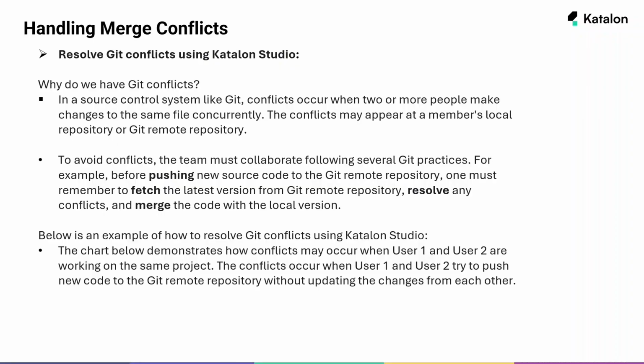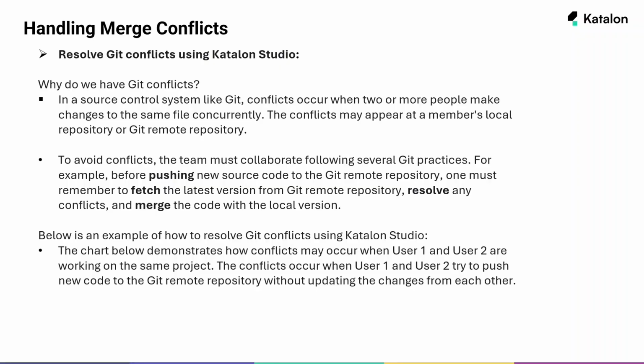Resolve Git conflicts using Katalon Studio. Why do we have Git conflicts first of all? In a source control system like Git, conflicts occur when two or more people make changes to the same file concurrently. The conflicts may appear at a member's local repository or Git remote repository.